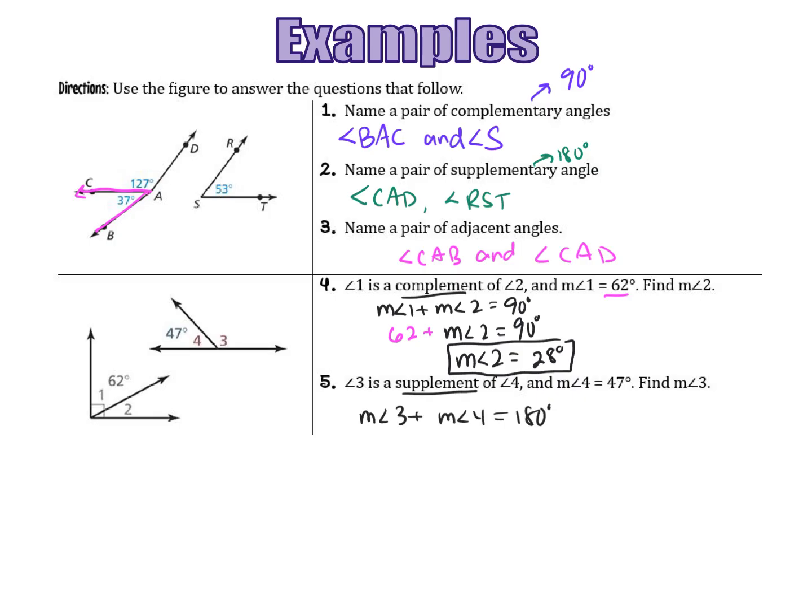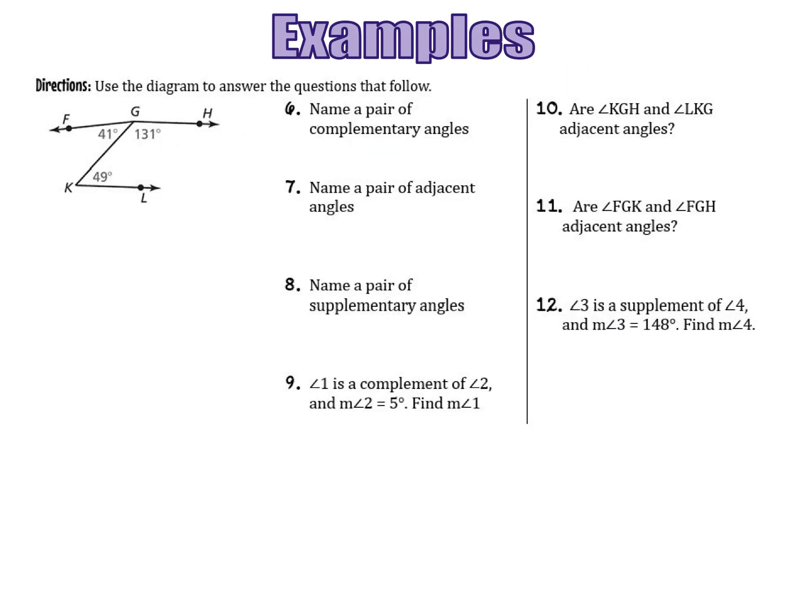So we can start by using the definition of supplementary to say that the measure of angle 3 plus the measure of angle 4 is going to be 180 degrees. Then we can substitute in that angle 4 is 47 degrees. And then we can use the subtraction property of equality on both sides to get that 133 degrees is our supplementary angle. And we can always double check that this is right by adding these two things together and making sure they do in fact give us 180 degrees. Let's look at another example.